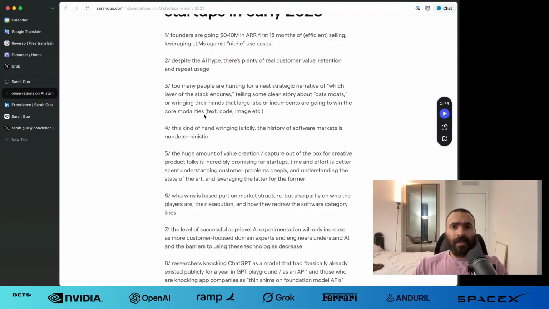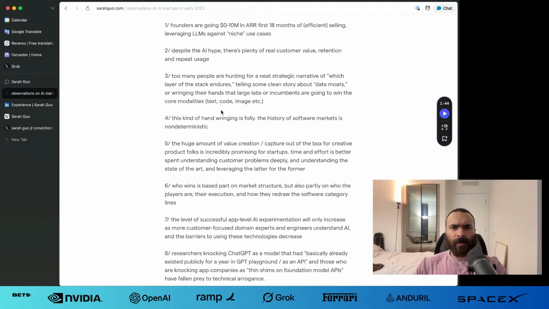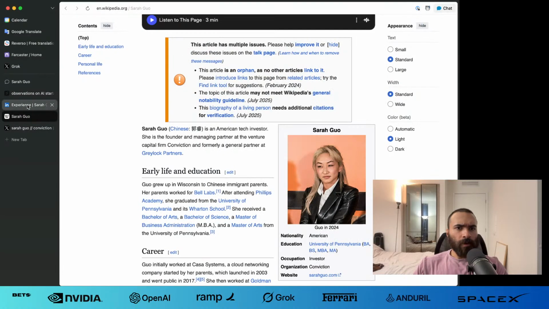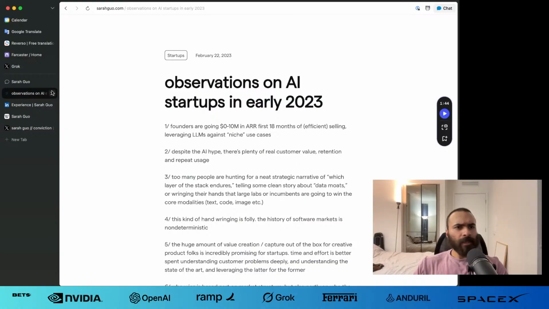Founders are going 0 to 10 in ARR in the first 18 months of efficient selling, leveraging LLMs against niche use cases. Despite the AI hype, there's plenty of real customer value, and remember this is from 2023, so very interesting. We'll also look into her Twitter to better understand things.